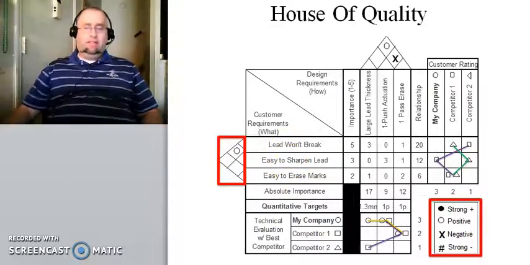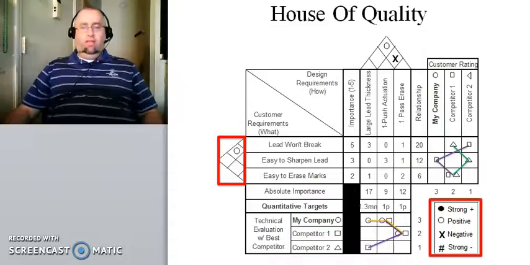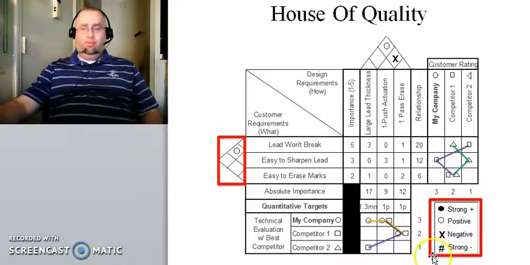In this case, having the lead not break and having the lead be easy to sharpen, there is actually a slight positive correlation between those two aspects of the customer needs. So if I improve the ability to sharpen the lead, I'm improving its ability to not break, and vice versa. So I go here to my table, which reminds me what the symbols mean, and a slight positive correlation is just an open circle. So I put that open circle in this spot here to indicate that correlation.